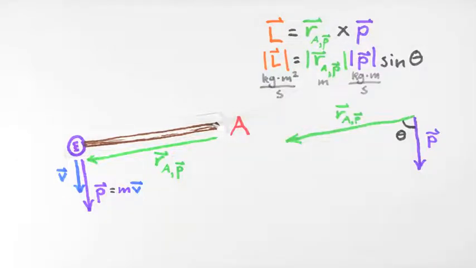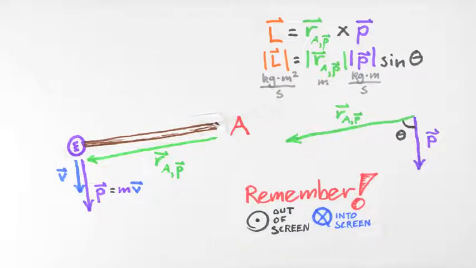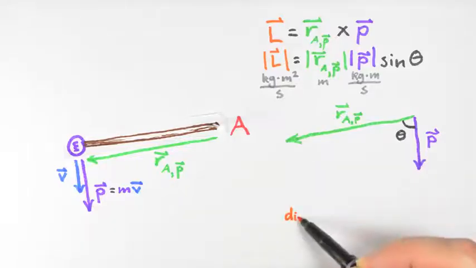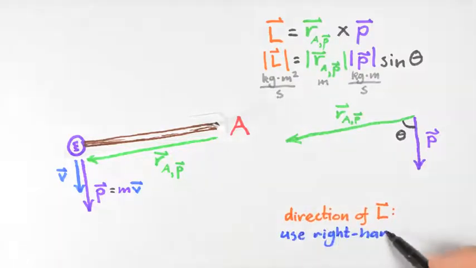We'll also recall from our earlier discussion of torque that the direction of a cross product will be perpendicular to the plane defined by the two vectors. In this example, either out of the screen toward us or into the screen away from us. We can use the right-hand rule to tell us which of these directions is the direction of the angular momentum.